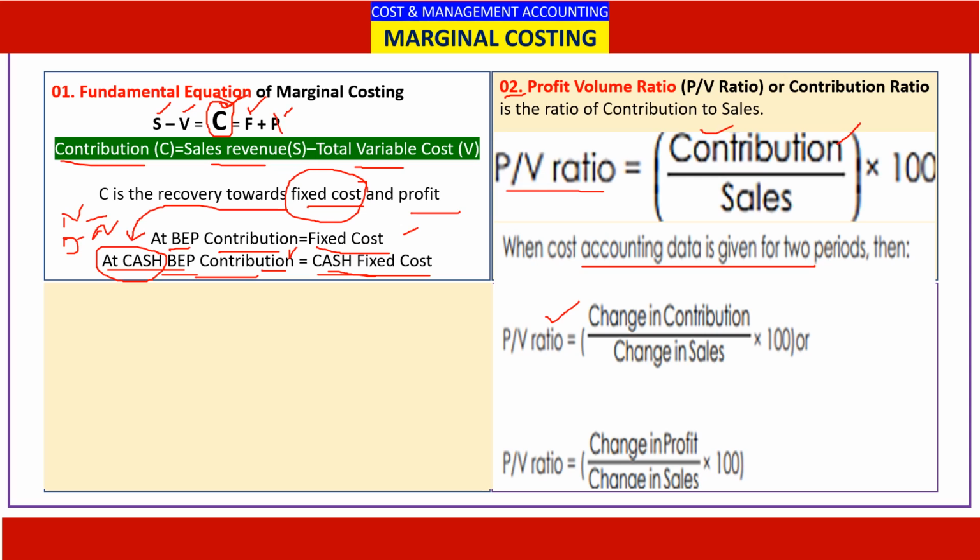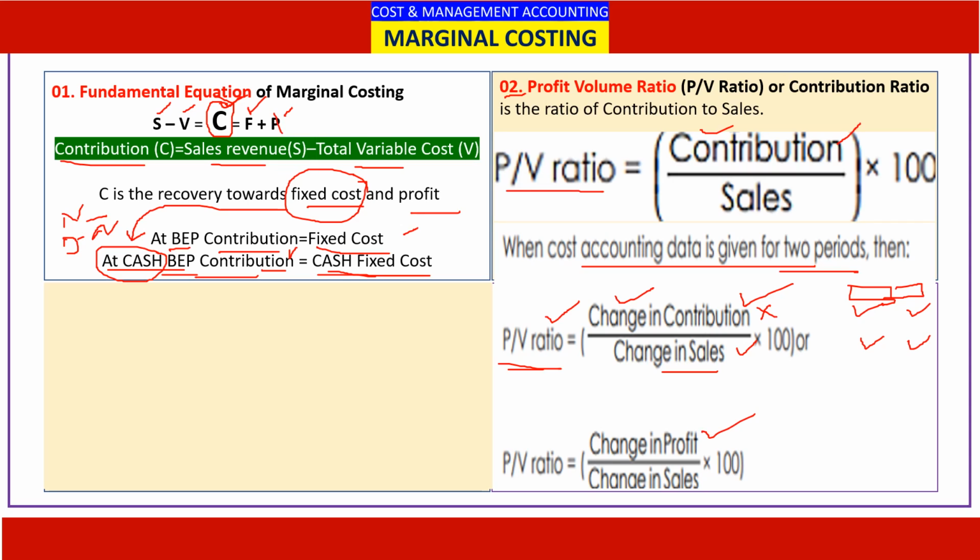If the problem gives you data for 2 years and it says contribution for 2 periods and sales for 2 periods, then what we need to do is find out the change in contribution from year 1 to year 2, and the change in sales from year 1 to year 2. One divided by the other is called PV ratio. PV ratio is contribution by sales, or when it is given for 2 periods, change in contribution over change in sales.